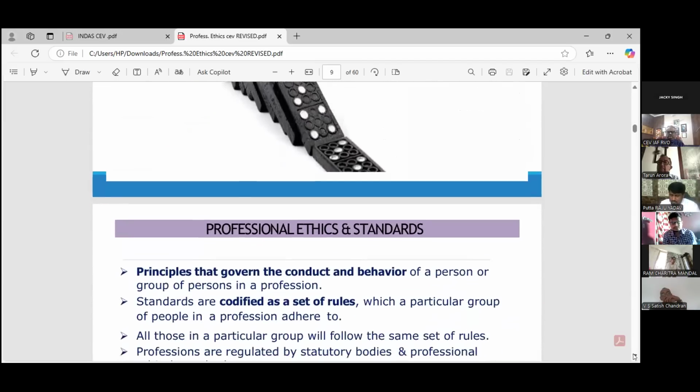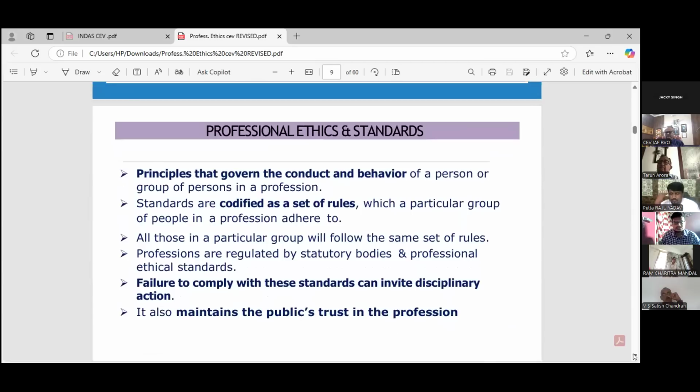Then we have professional ethics and standards. These are principles that govern the conduct and behavior of a group of professionals. If your conduct and behavior in a profession shows the professional ethics, then the standards are codified as a set of rules, which a particular group of people in a profession adhere to.